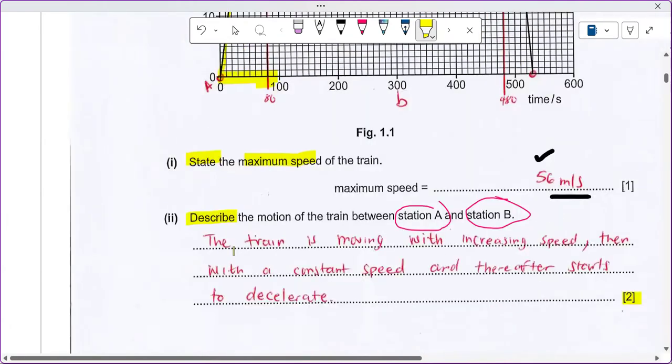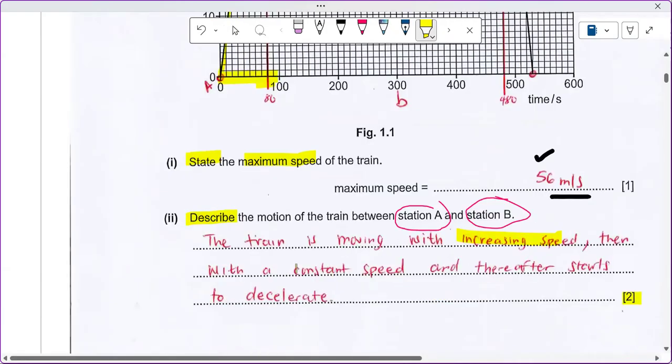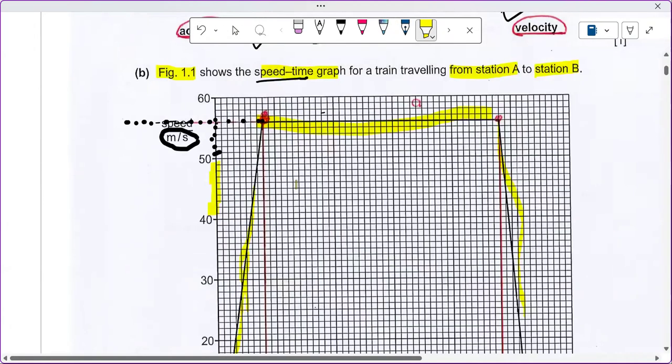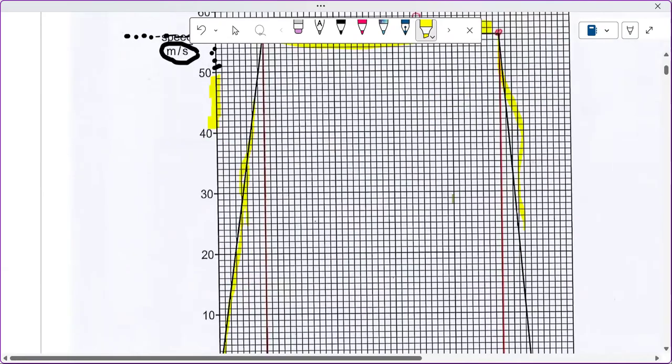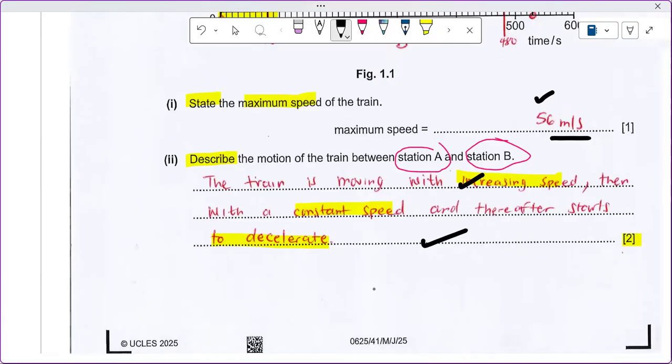So in my explanation, the train is moving with increasing speed. That is true for this part. Then with a constant speed, that is when the line became constant. And thereafter, it starts to decelerate. So this is worth 2 marks because I mentioned two to three things.